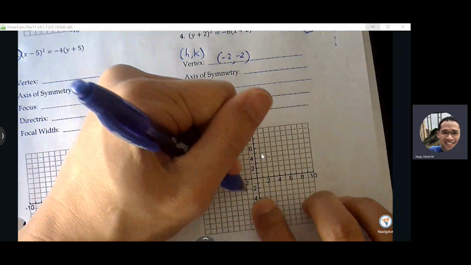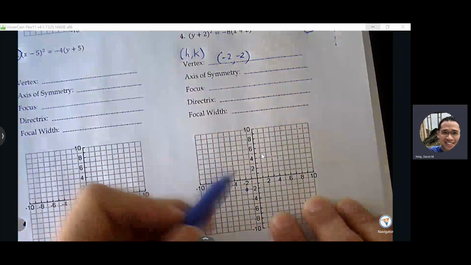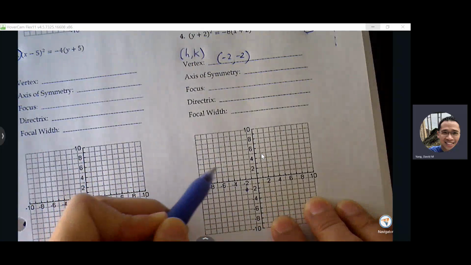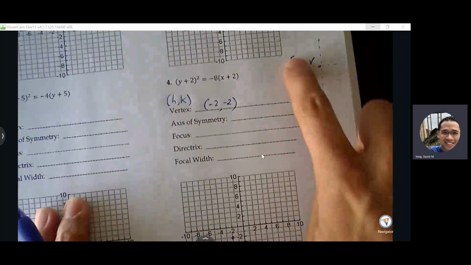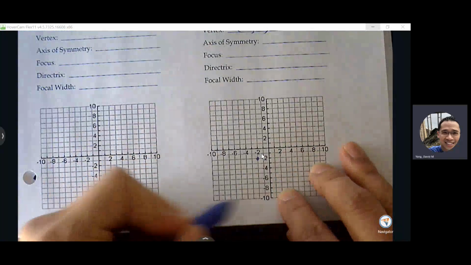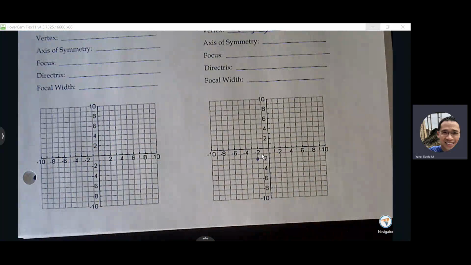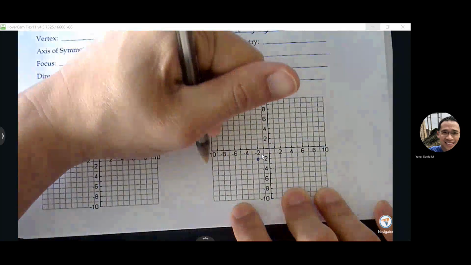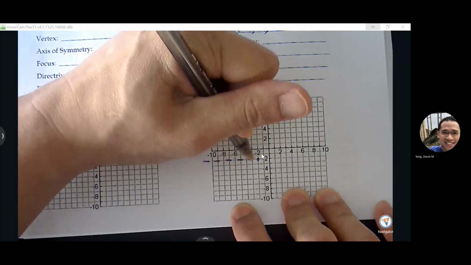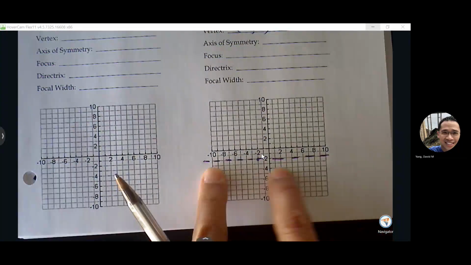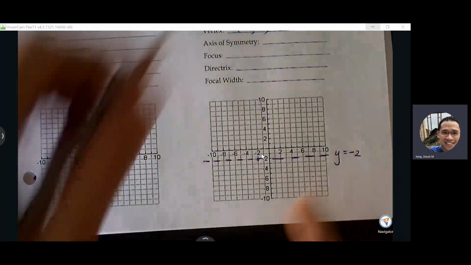Okay, so here's my vertex. I know my parabola is going to open this way, but I'm not going to graph it just yet because I'm going to gather some more information so I can get more accurate. But I do know that my axis of symmetry is going to cut my parabola in half. So I know it's going to be a horizontal line. I'll put that horizontal line here. And what's this equation here? Y equals, yeah, any horizontal line is always a Y equals.